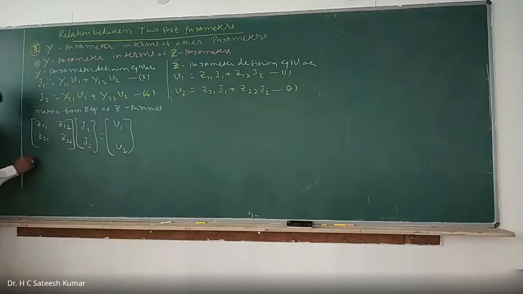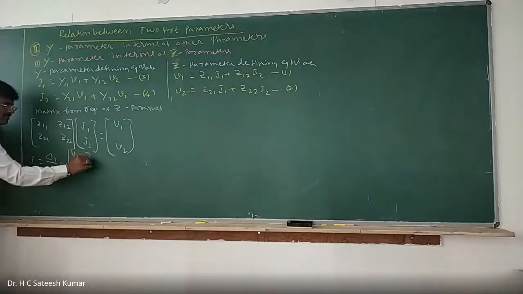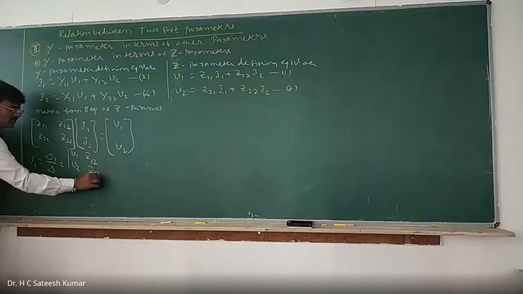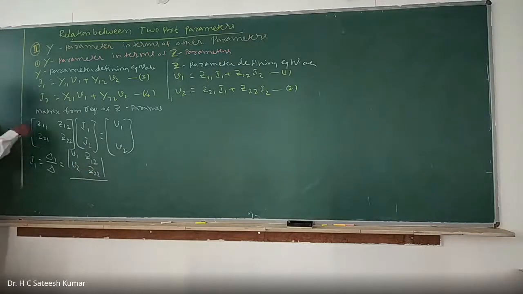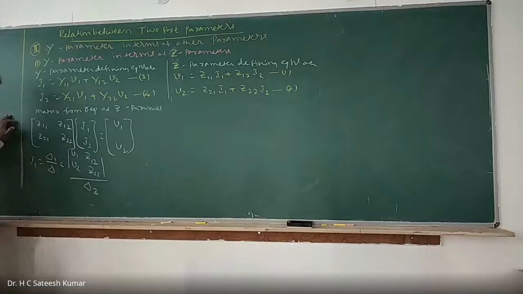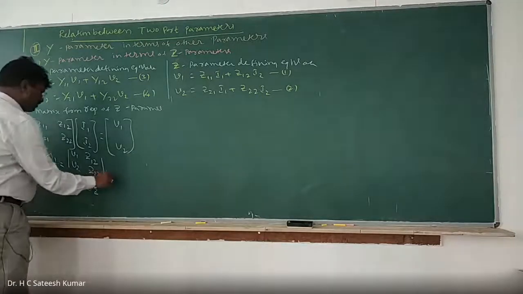So, I1 is equal to delta 1 by delta. Delta 1 is nothing but equal to what? First column is replaced by right hand side. V1, V2, and this one will be just a Cramer's rule. Z12, Z22 divided by this one, delta Z we can call it as. So this one you can write it delta Z. Okay, right? Now this is nothing but equal to what?